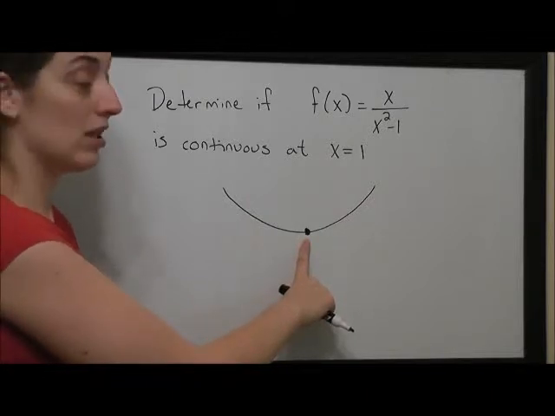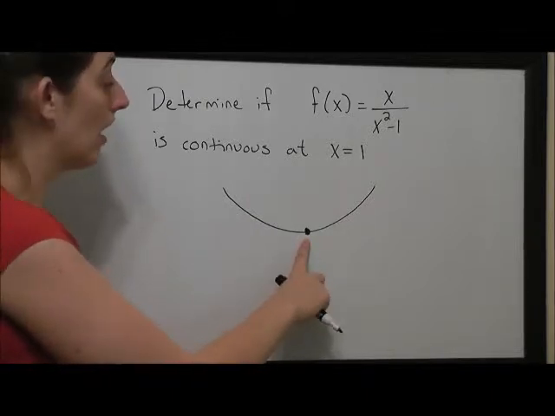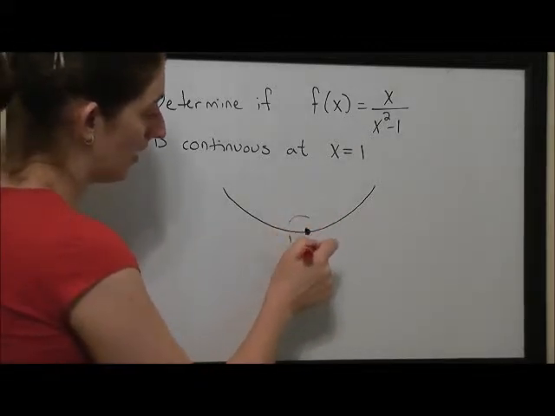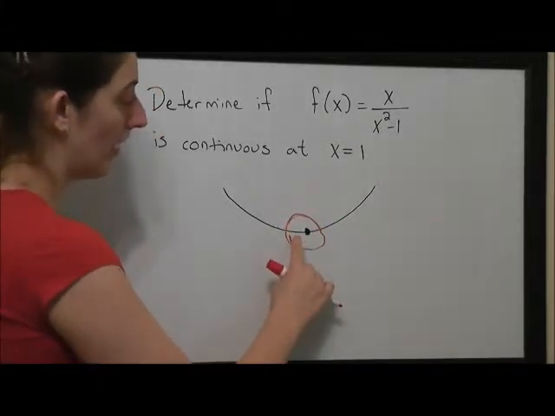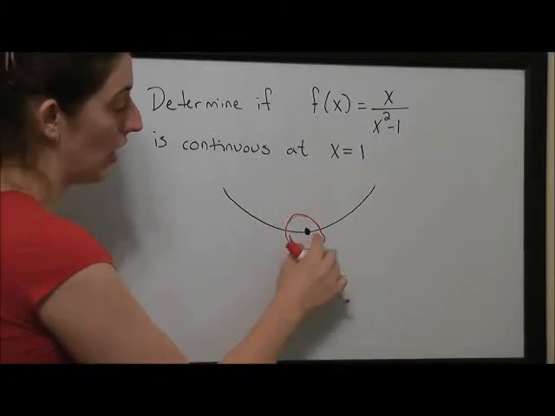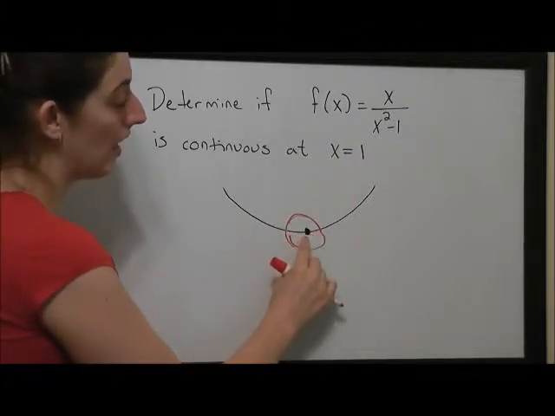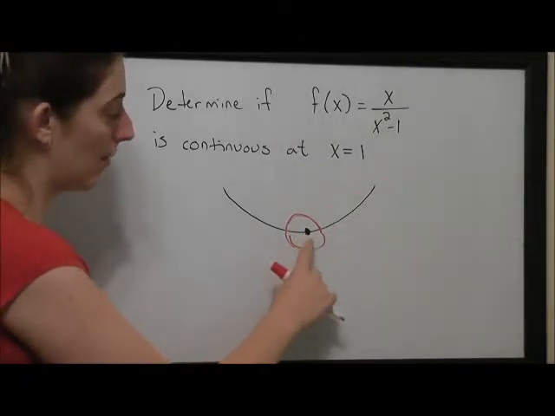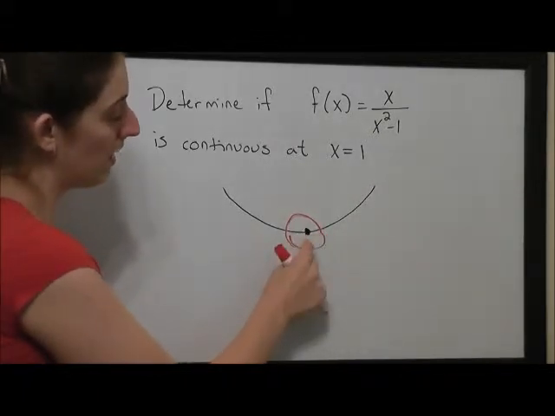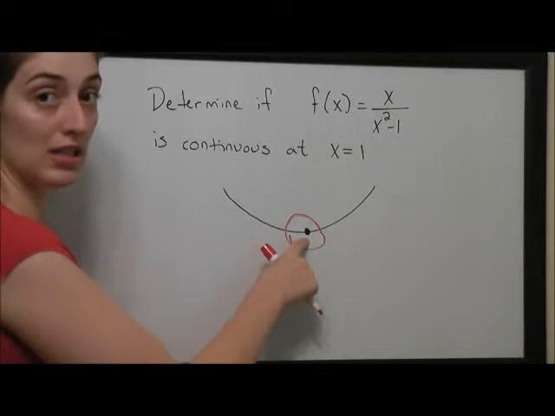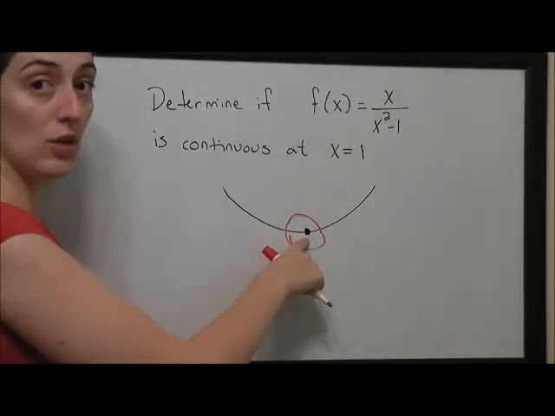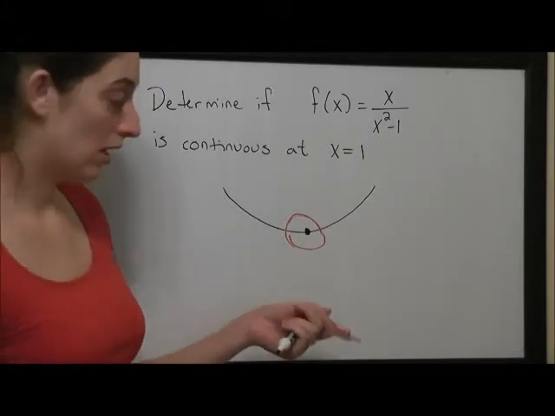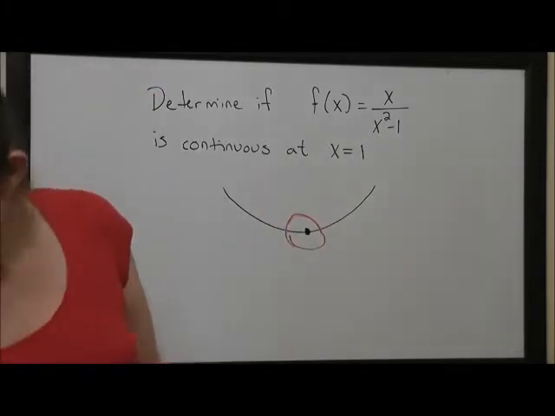Then the other thing we want to check is, on either side of this, on the left side and on the right side, do those sides meet up with our point? If there's a point and the sides meet up with it, then there's no break here, and so we must be continuous. So what we're going to do is try to figure that out for this example.